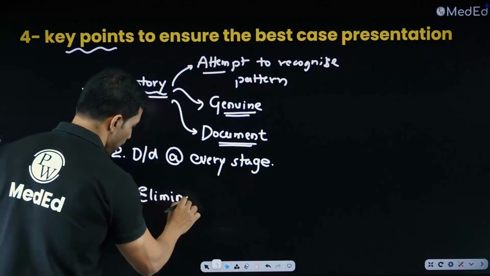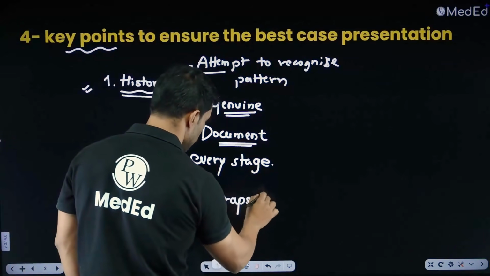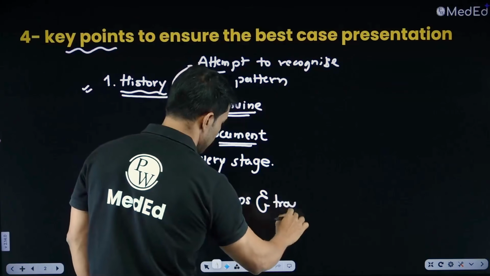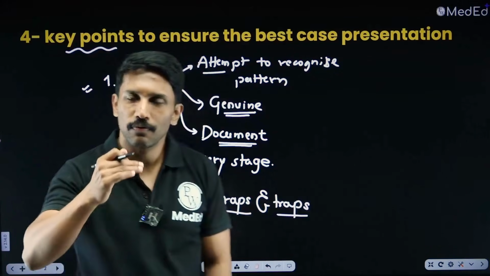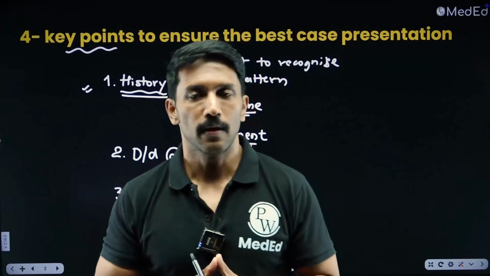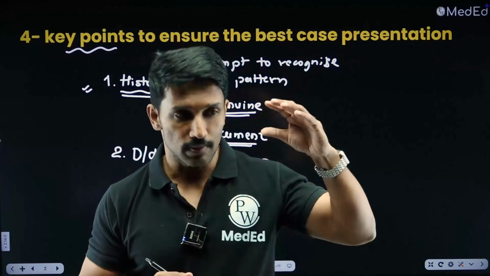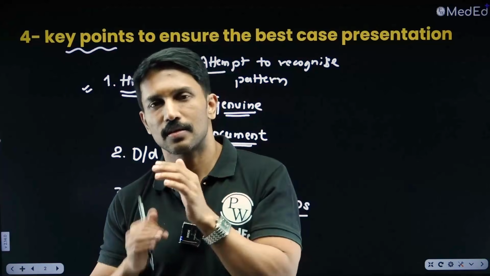Eliminate traps and traps. What do I mean by eliminate traps and traps? So when you have finally completed the examination also, now your case sheet is ready. And in this case sheet, you have symptoms, HOPI and rest of the history, general physical examination and systemic examination.